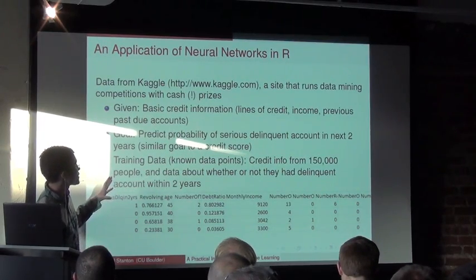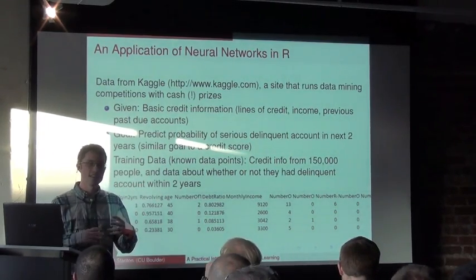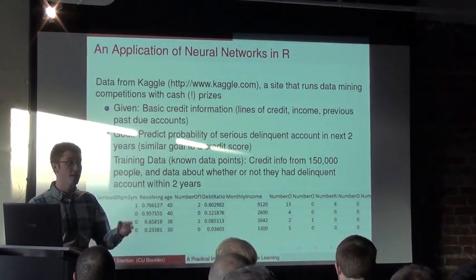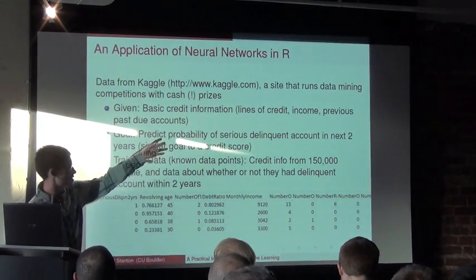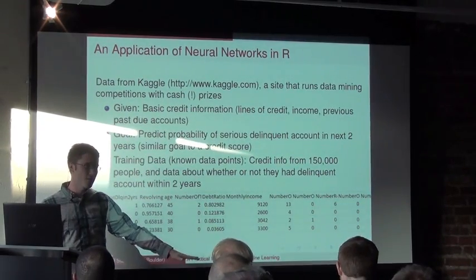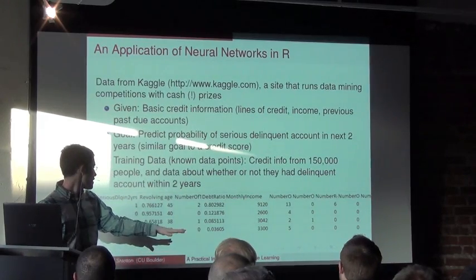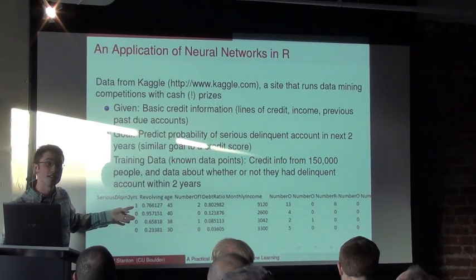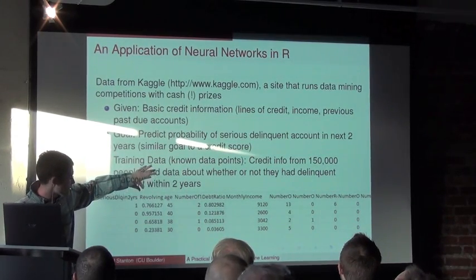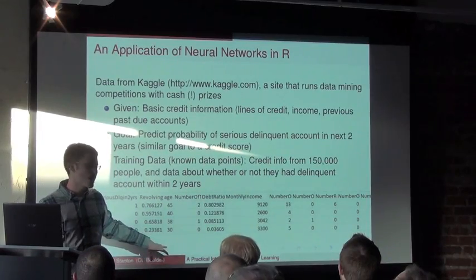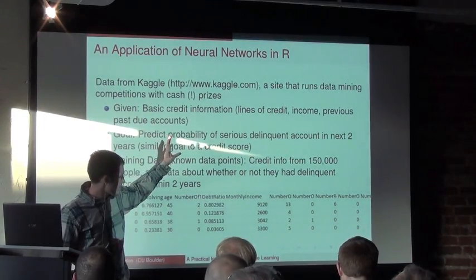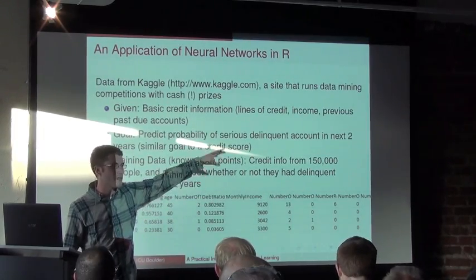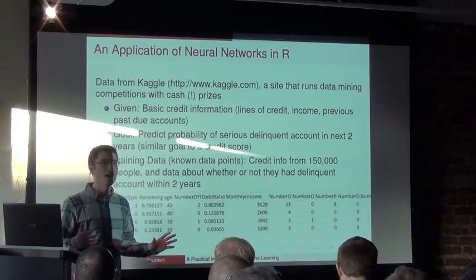In this particular problem, the goal is predicting financial distress, which would cause you to have delinquent accounts within the next 2 years. So you have some basic credit information, and the data is 150,000 individuals and their credit information. For example, here's a 1 or a 0 depending on whether they go delinquent in the next 2 years. And then you have their revolving utilization of credit lines, their age, the number of credit lines, debt ratio, monthly income, things like this. Basically a bunch of basic information that any credit bureau will have about you.